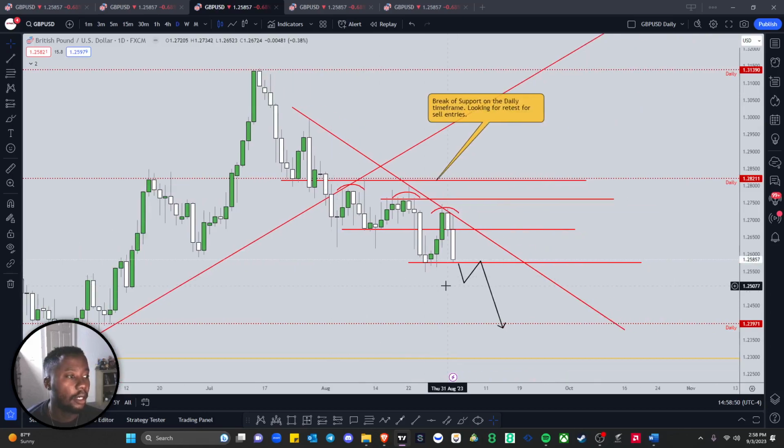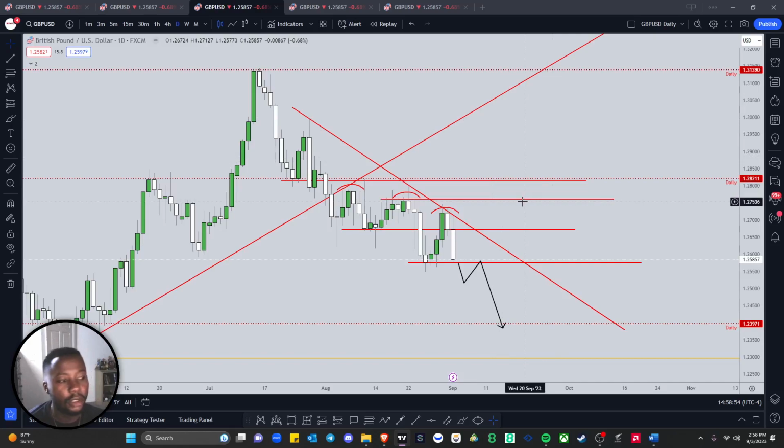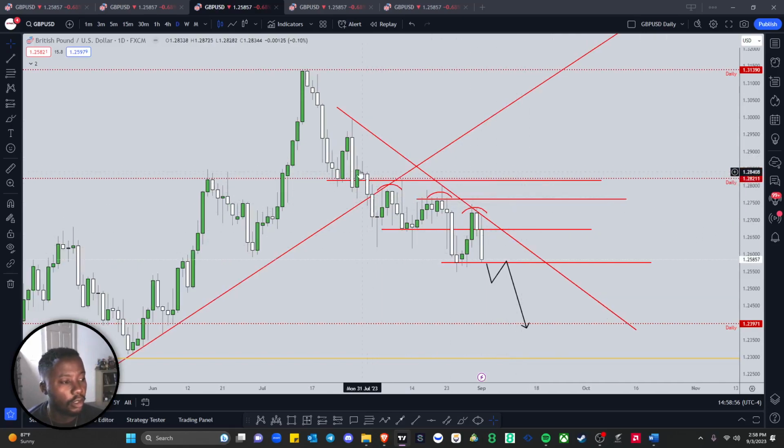On the daily time frame, I don't need this note anymore. The daily time frame is still bearish, right? You can see lower high, lower low, lower high, lower low, lower high.